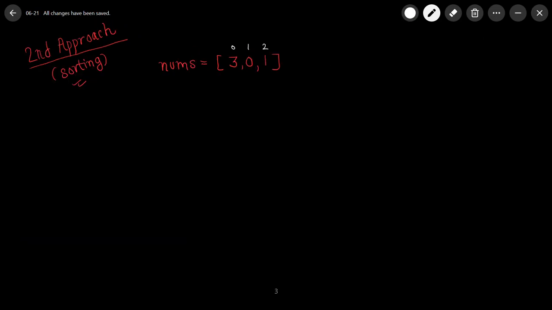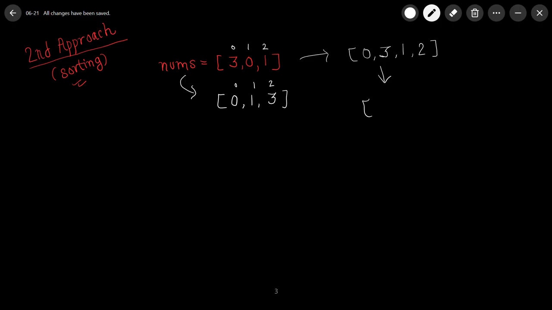Coming to the second approach, we would use sorting here. So let's sort this array. We would get something like 0, 1, and 3. Let me index it. After sorting it, let's see the state where we have all elements present. Suppose we had 0, 1, 2, 3. The desired thing is that all numbers should be present in range.